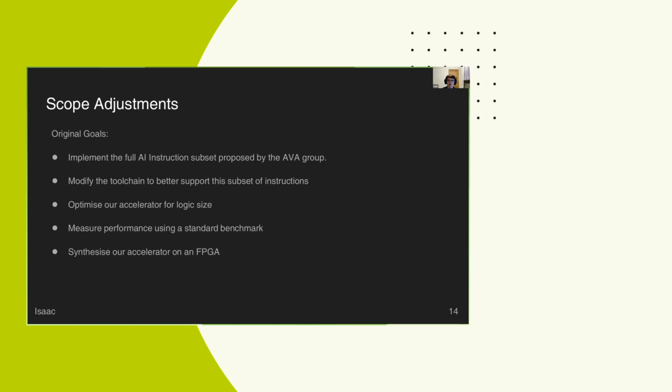We thought we could modify the toolchain to support this subset of instructions. Then once we're done, we'd optimize our accelerator for logical size, and measure its performance using a standard benchmark instead of our custom benchmark software, which was adapted from the AVA group, I should add. They had a test bench they used, which we adapted. And we thought we'd synthesize our accelerator on an FPGA, to get a more usable result, actually running it on hardware.